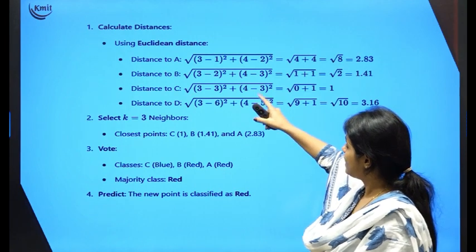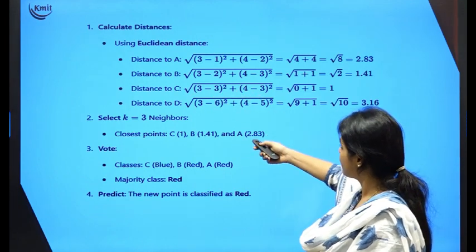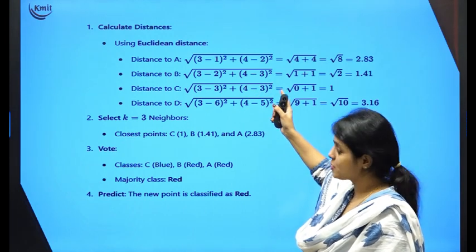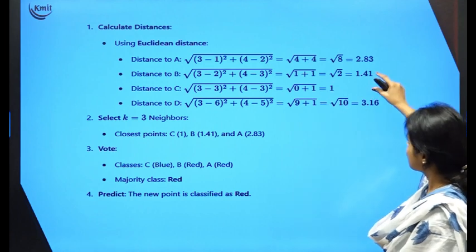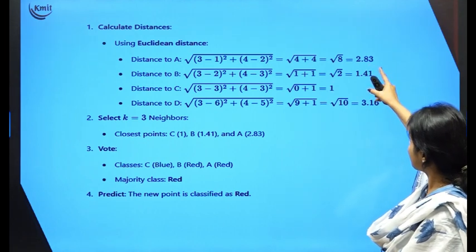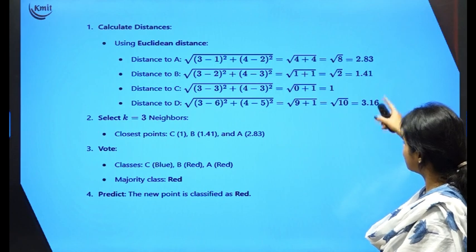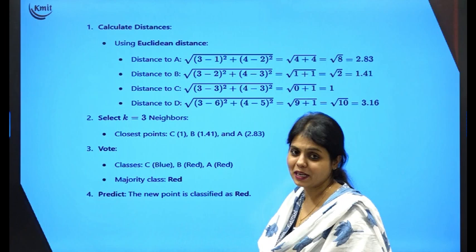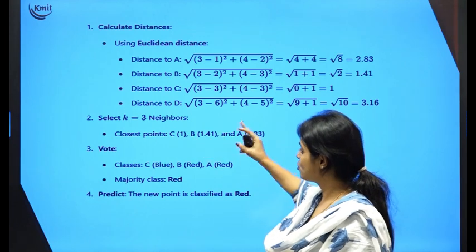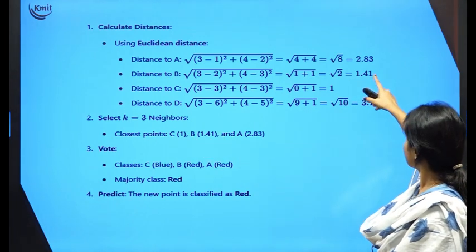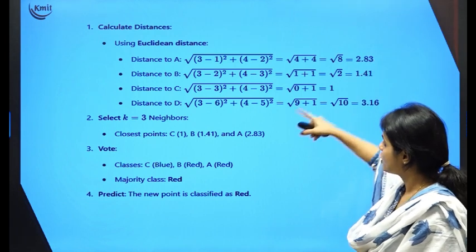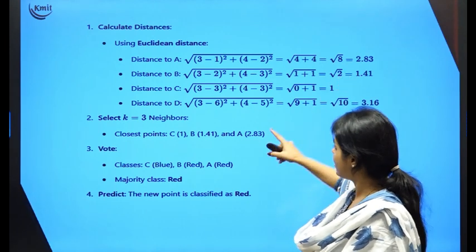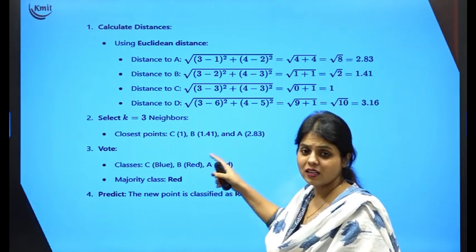Now I calculate the Euclidean distance between A and the new data point: square root of (x1 minus x2) whole square plus (y1 minus y2) whole square. When I calculate this, we see that 2.83, 1.41, 1, 3.16 are the Euclidean distances. I can't take k equal to 5 because I don't have that many data points. When I assume k equal to 3, then 1, 1.41, 2.83 are the smallest values. So C has 1, B has 1.41, A has 2.83. So these three are the nearest neighbors.